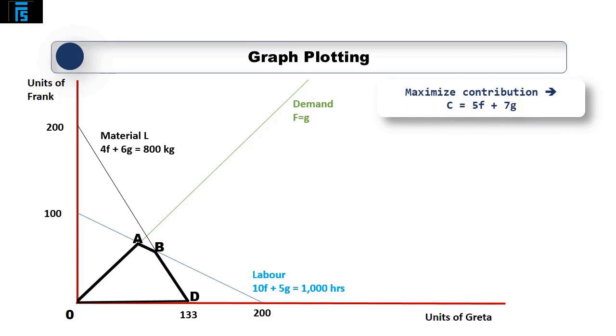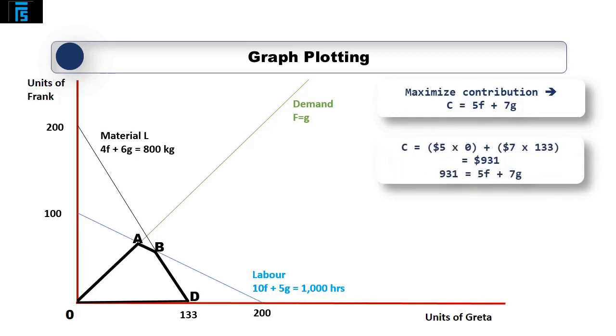We are going to use the contribution formula of C equals 5F plus 7G, together with information gained from our graph. If we look at point D of the feasible region, F is 0, and G is 133. Using these unit volumes in the contribution formula gives us C equals $5 multiplied by 0 francs plus $7 multiplied by 133 greeters, totaling $931 of contribution.